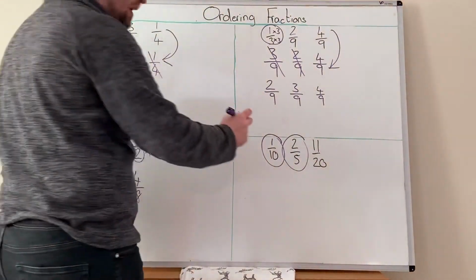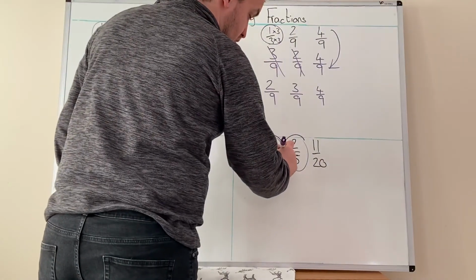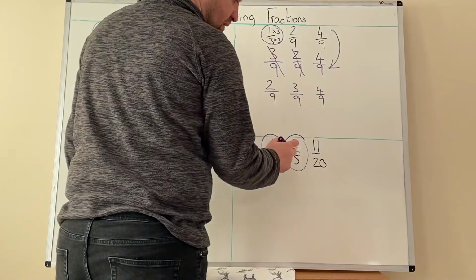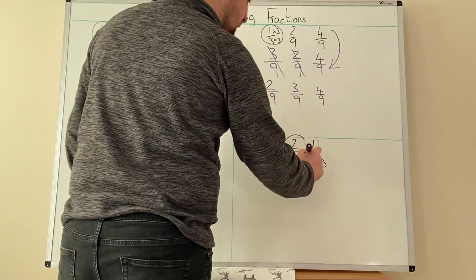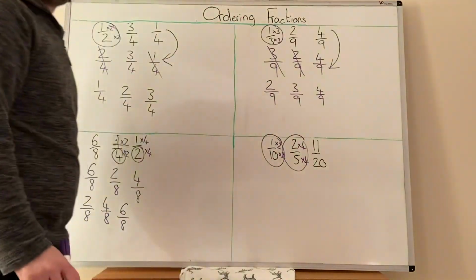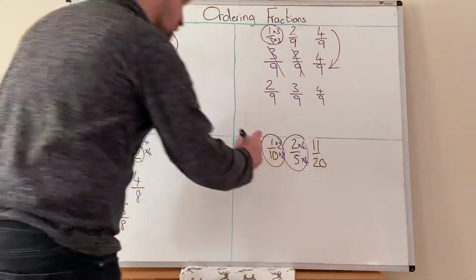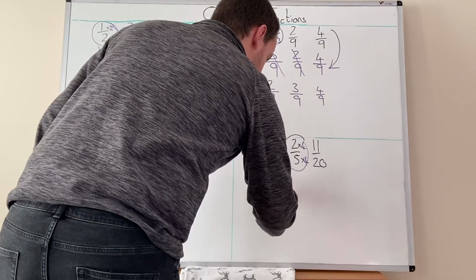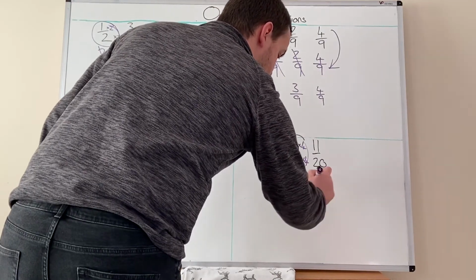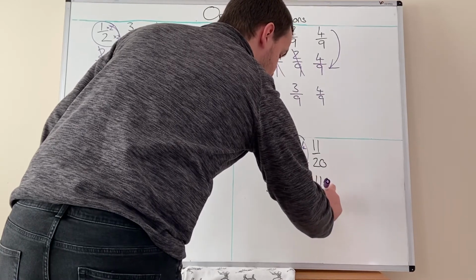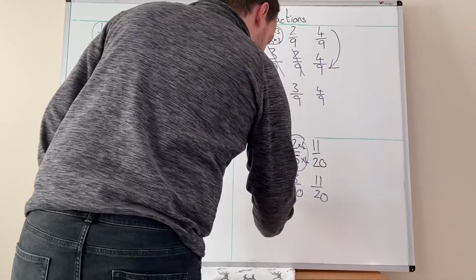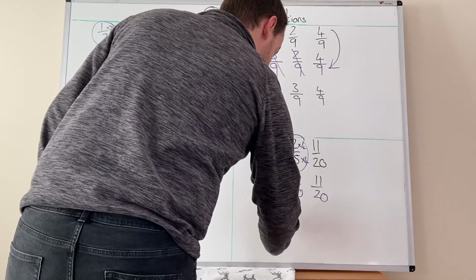Now to get to 20, you times 10 by 2, which means we have to times the 1 by 2 as well. To get to 20 from 5, you have to times by 4, so we'll have to times the 2 by 4. Okay, we end up with 2 over 20, 8 over 20, but this one doesn't change, so it stays as 11 over 20. Now we need to put them in order. In fact, they stay in exactly the same order.